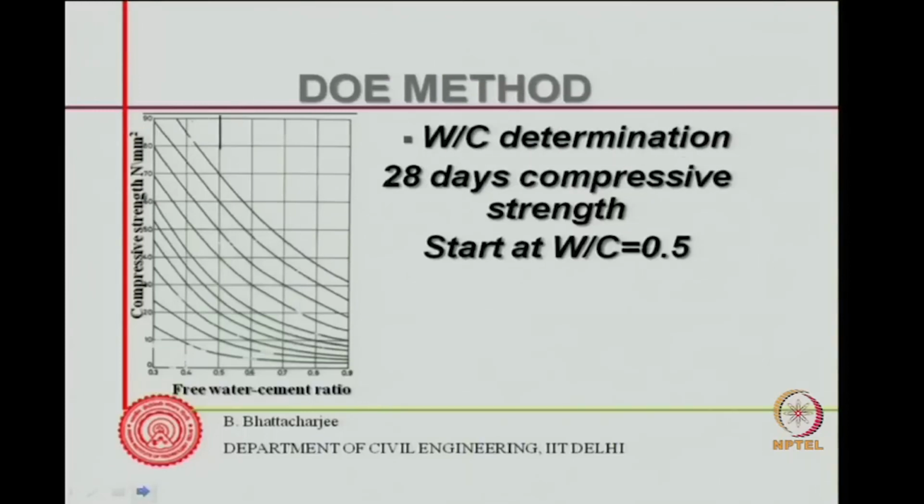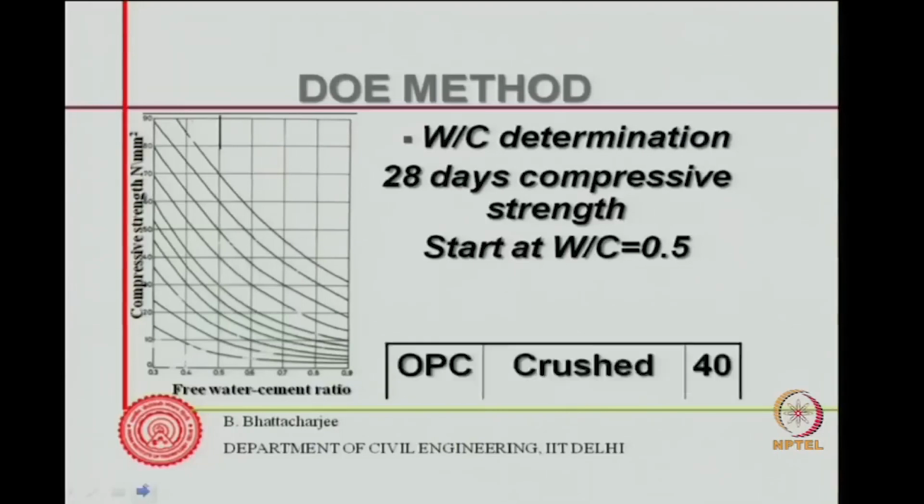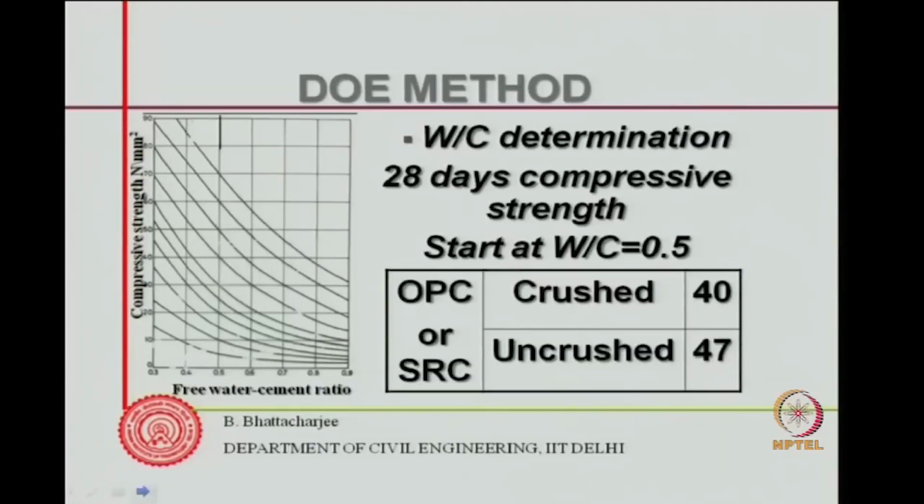Say 28 days compressive strength you can find out, but now there are an infinite number of curves here. So, you should select a curve. How do you select? You start at water cement ratio 0.5, and the DOE method gives you a very large table where, for various types of cement and aggregate type, the possible strengths at 0.5 water cement ratio are given.